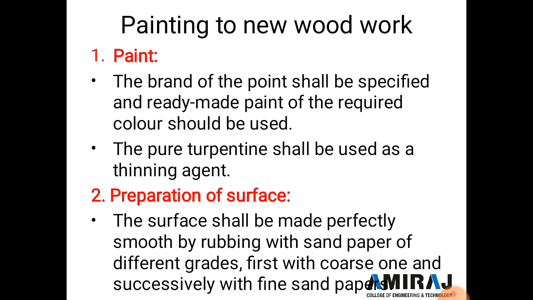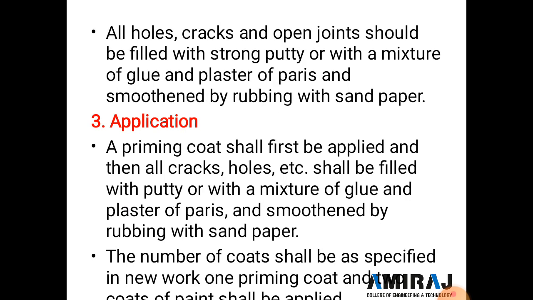And second is the preparation of the surface. The surface shall be made perfectly smooth by rubbing with sandpaper of different grades, first with a coarse one, and successively with a fine sandpaper. Different types of sandpaper are available. All the holes, cracks and open joints should be filled with a strong putty, or with a mixture of glue and plaster of Paris, and smoothed by rubbing with sandpaper.